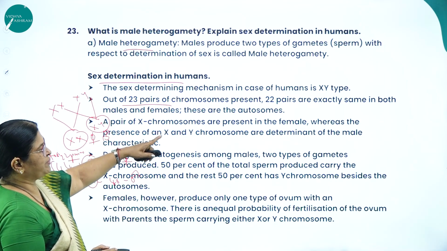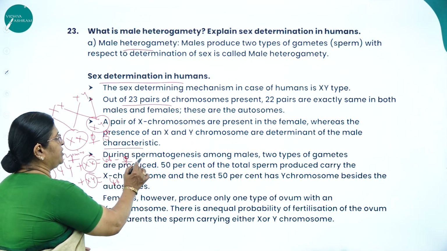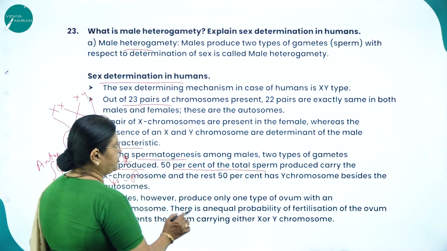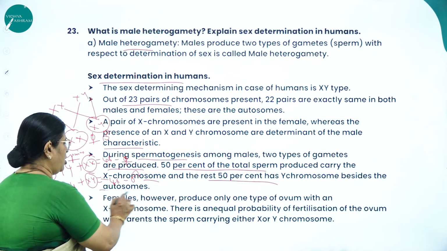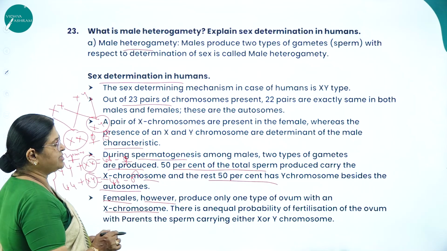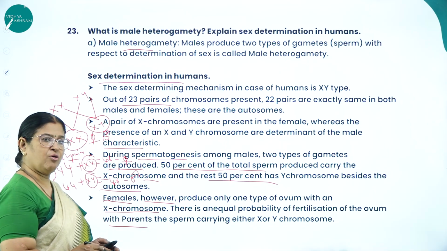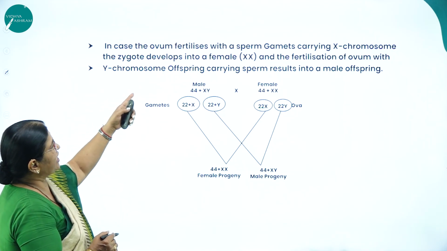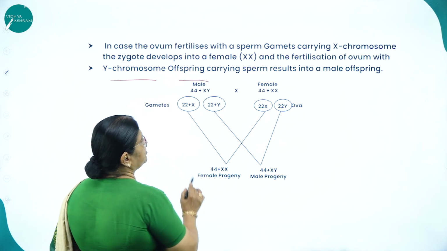A pair of X chromosomes is present in the female, whereas the presence of X and Y chromosomes is determinant of the male character. During spermatogenesis among males, 2 types of gametes are produced. 50% of the total sperm produced carry the X chromosome, and the rest 50% have the Y chromosome besides the autosomes. Females, however, produce only 1 type of ovum with an X chromosome, and there is an equal probability of fertilization of the ovum with the sperm carrying either X or Y chromosome. In case the ovum fertilizes with the sperm carrying the X chromosome, the zygote develops into a female, and fertilization of the ovum with the Y chromosome carrying sperm results in a male offspring.